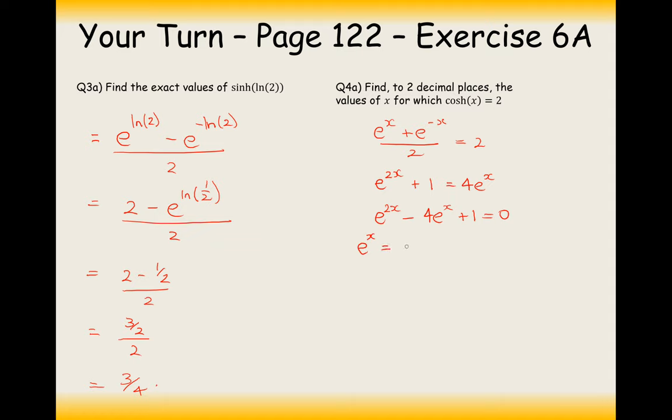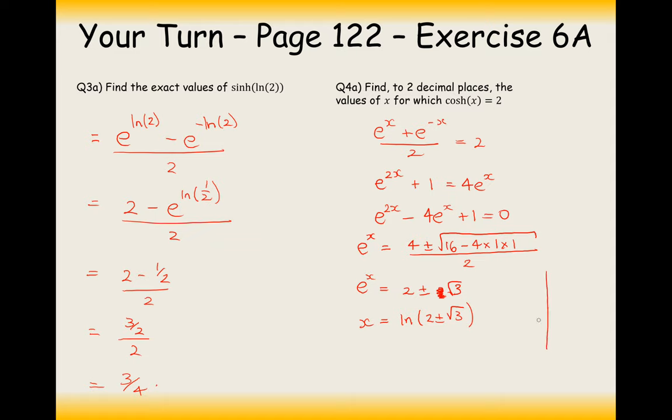So it'll be e to the x equals minus b, which is 4, plus or minus the square root of 4 squared, which is 16, minus 4 times a times c, divided by 2a, which would just be 2. Let's just simplify what we've got here. 4 divided by 2 is 2, so it'll be 2 plus or minus. It'll be 16 minus 4, which is 12. 12 will be 2 root 3. So it's just going to be root 3 once you've cancelled out the 2. So it'd be 2 plus or minus root 3. The next thing to do would be to get rid of the exponential. So it'd be x equals ln of 2 plus or minus root 3.